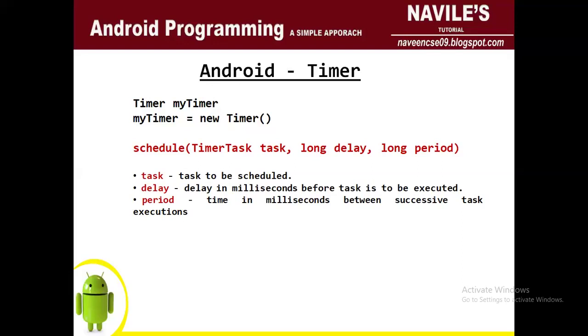The task we are going to specify, whatever we need to schedule, will be mentioned under a TimerTask. Delay will be in milliseconds and will specify the time before the task is to be executed. Period is once again a time in milliseconds between successive task executions, which means between one task execution and another task execution, what is the period of gap we need to have. That's what will be specified by the period.